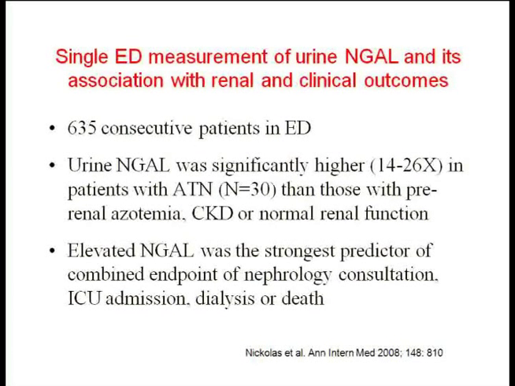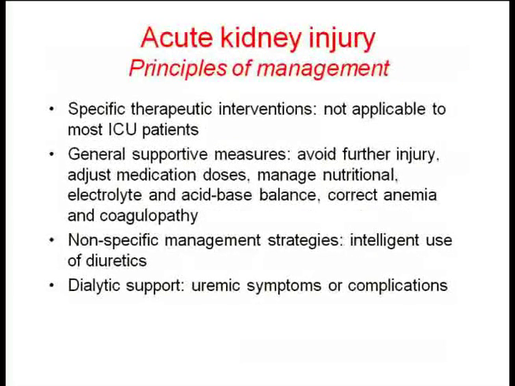And that elevated NGAL was the strongest predictor of the combined endpoint of nephrology consultation, ICU admission, dialysis, or death. Unfortunately, they do not present data for each of the individual endpoints. But there appears to be an increased prediction based on graphs without the odds ratios for these patients. So it seems that this not only allows you to detect, there are other data showing that it allows you to detect earlier, but it allows you to detect acute kidney injury and allows you to make some statement of prognostication, at least related to renal outcomes.